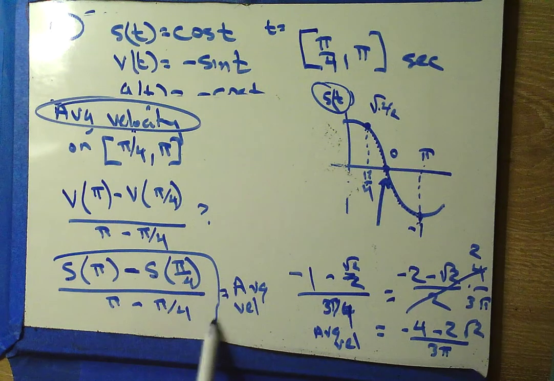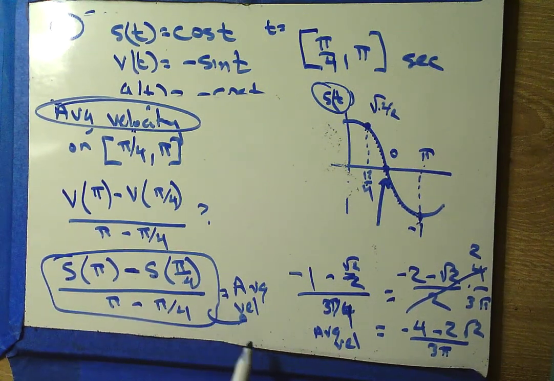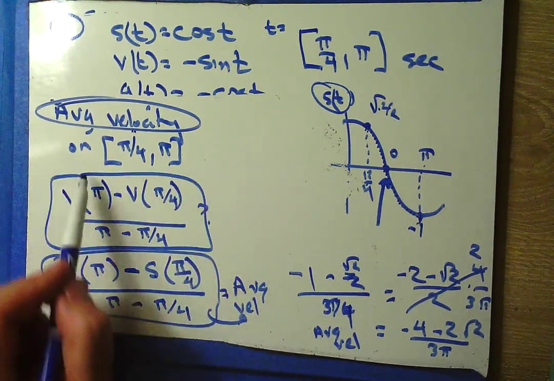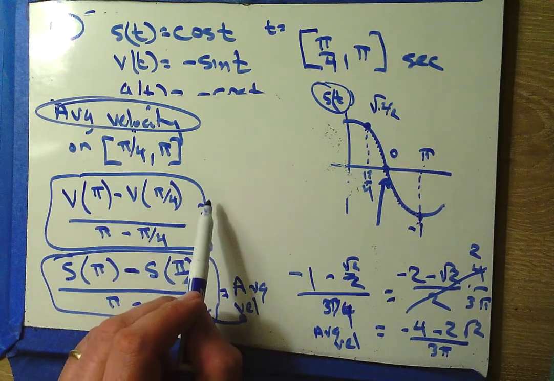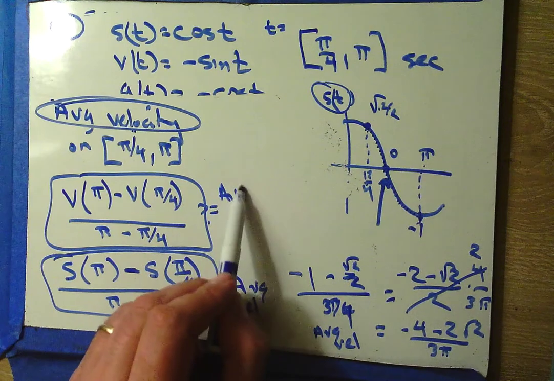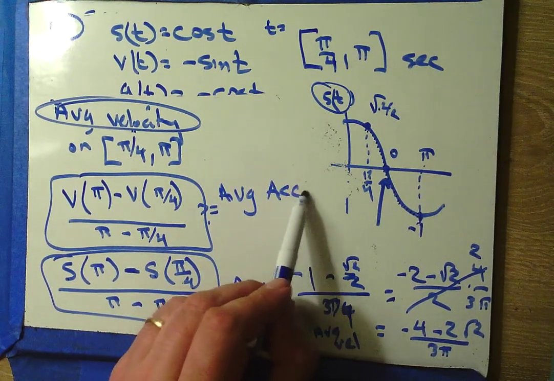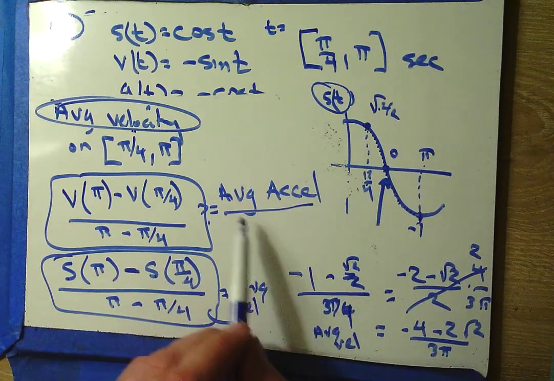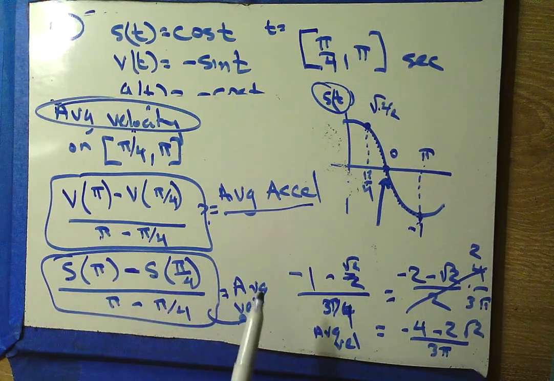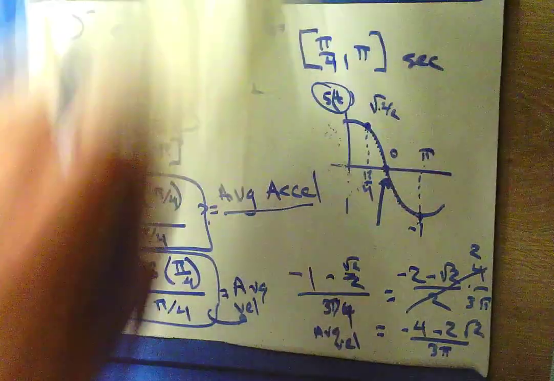Well, if this is average velocity, what's this? What's a rate of change in velocity with respect to time? That's right, average acceleration. So I would do this if I wanted to know the average acceleration on pi over 4 to pi. Okie doke. All right, let's move on to the third question. I've only got 4 today.